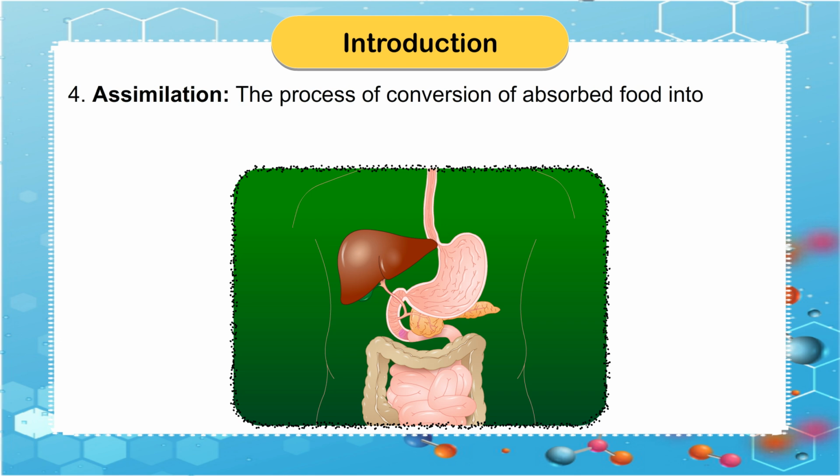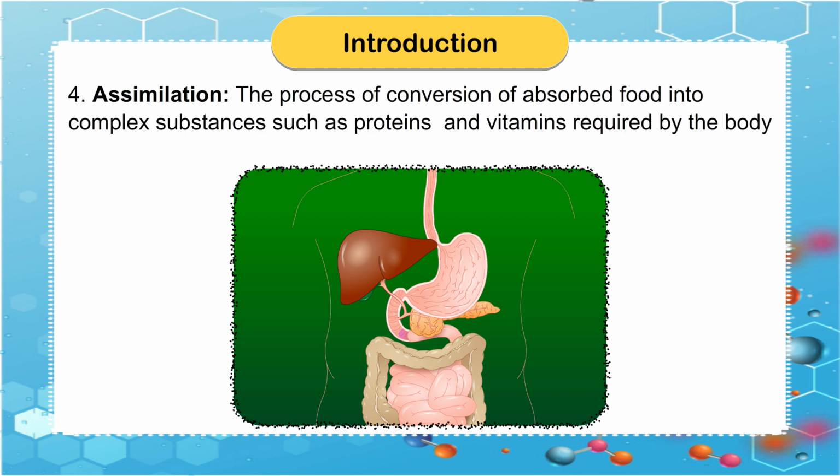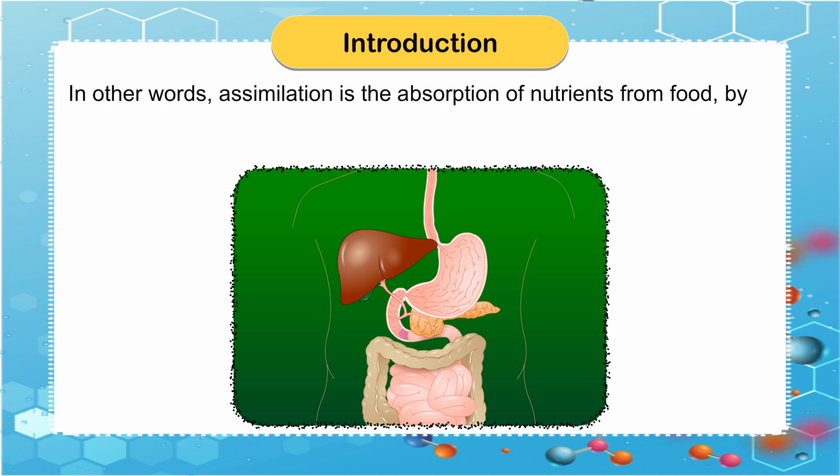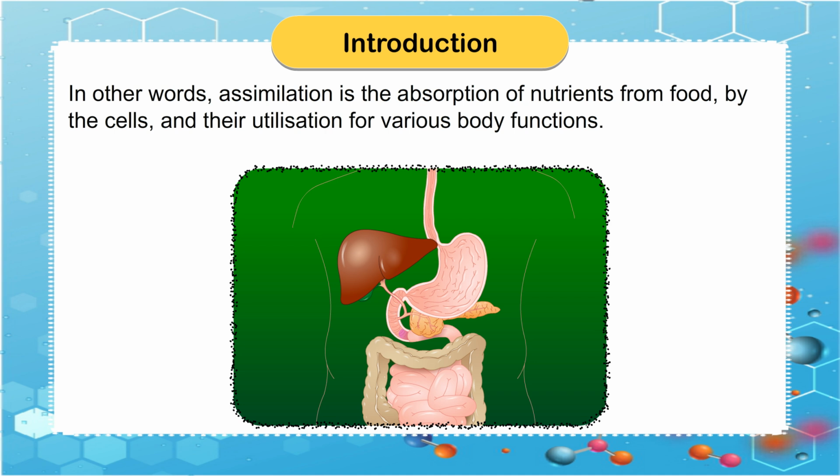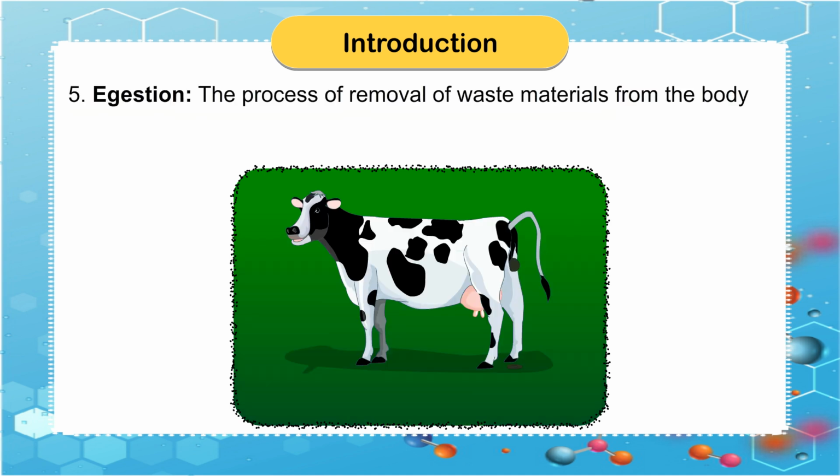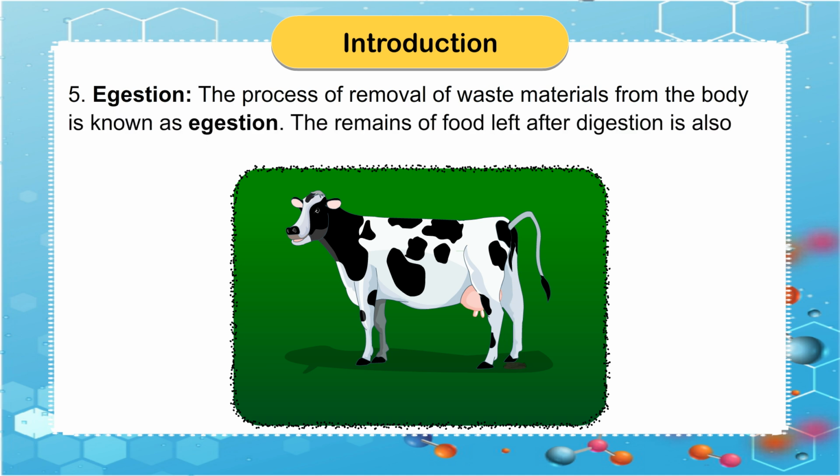4. Assimilation. The process of conversion of absorbed food into complex substances such as proteins and vitamins required by the body is known as assimilation. In other words, assimilation is the absorption of nutrients from food by the cells and their utilization for various body functions. 5. Egestion. The process of removal of waste materials from the body is known as egestion.